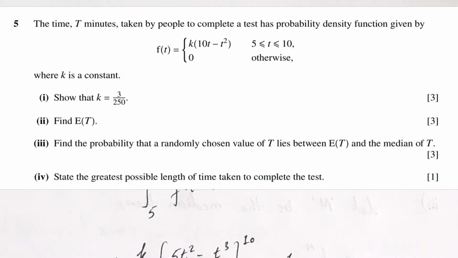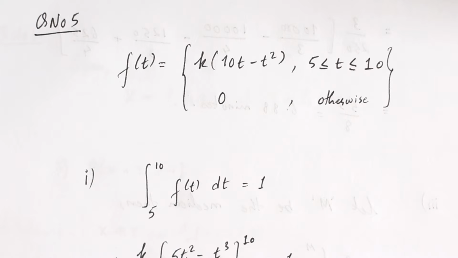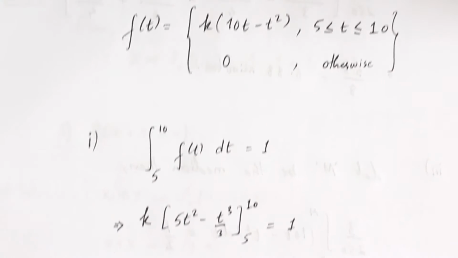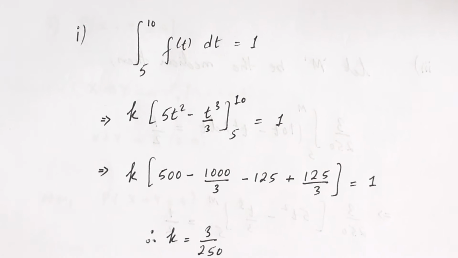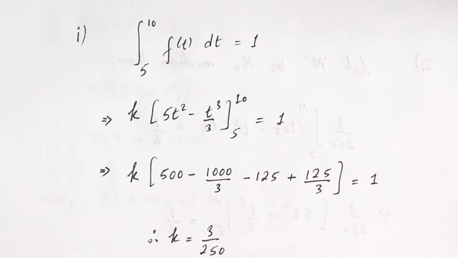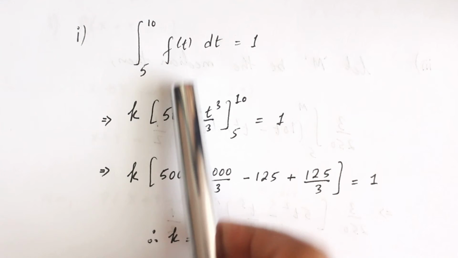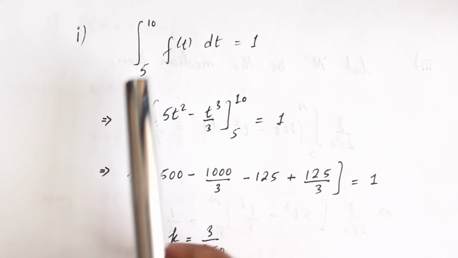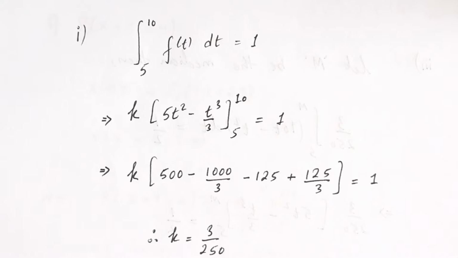Okay, so the solution is pretty straightforward here. In the first question, we simply use the definition that the integration of a probability density function over the limits gives you the value 1. That's the first definition we use here, but instead of x there's t here. And you're also given the limits from 5 to 10 here. So this is 5 and then 10.